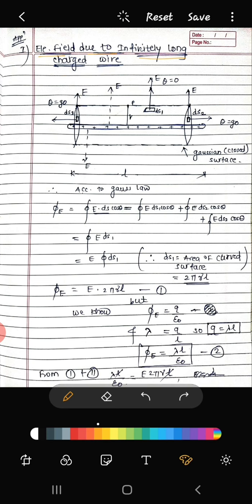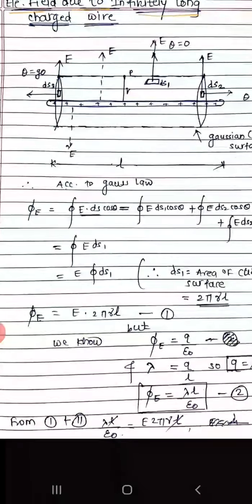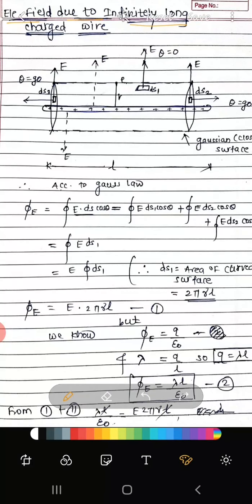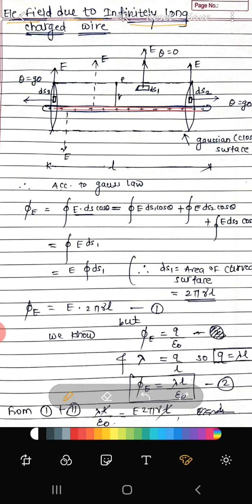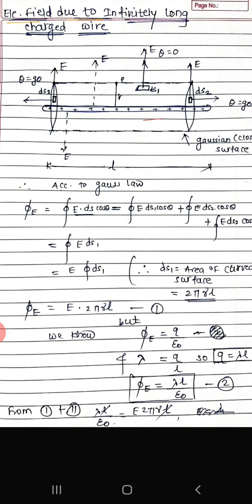For that purpose, consider this infinitely long charged wire. You can see here, this is the wire, which has positive charge. The length of the wire is L. So this is the wire which is having positive charge and length L.